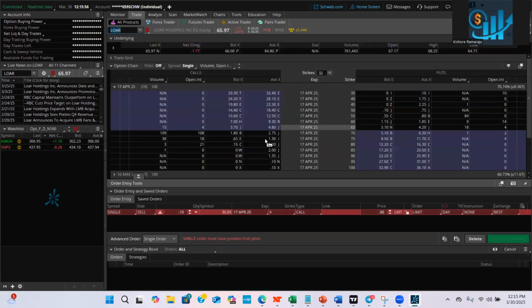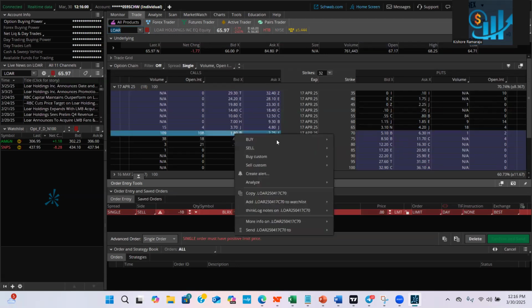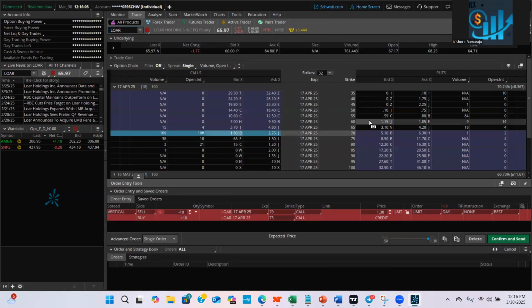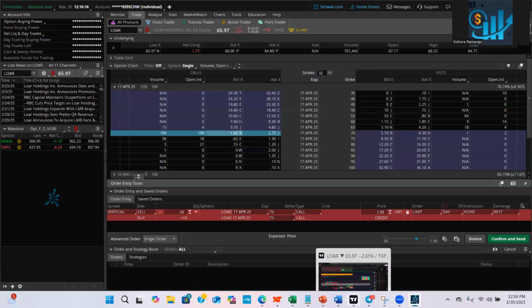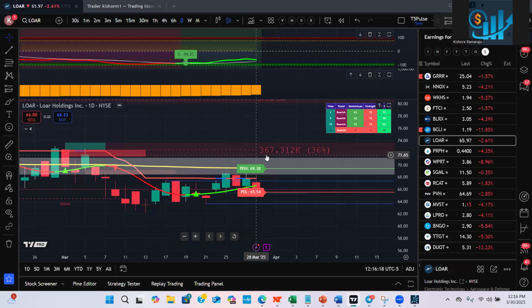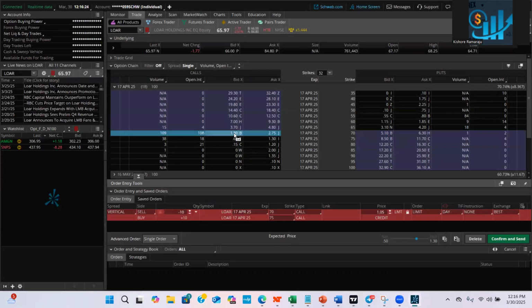Now I can go somewhere like 70. I can do a sell vertical spread. I can sell 70 and buy 75 call and collect around $100 or something. Then your risk is minimal as long as it stays below that $70 price, right? Or even if you want to take much lower risk, you can also go to 75 and 80.